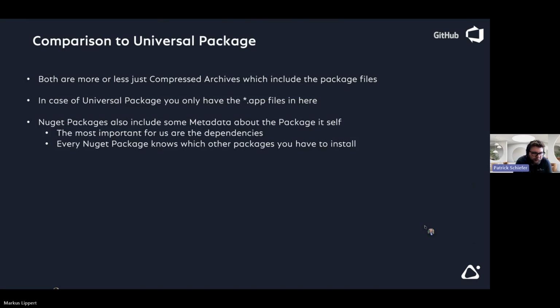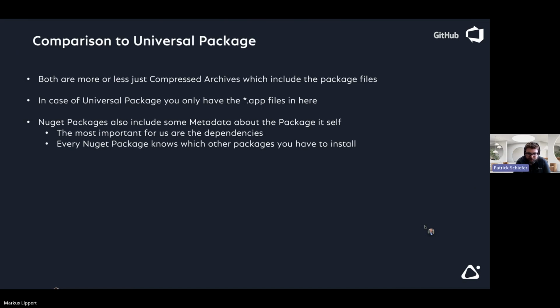The difference between the universal package and NuGet is the handling of dependencies. So NuGet is capable of managing dependencies. If you install a NuGet package, it will search for all dependencies of these packages and also install the dependencies.